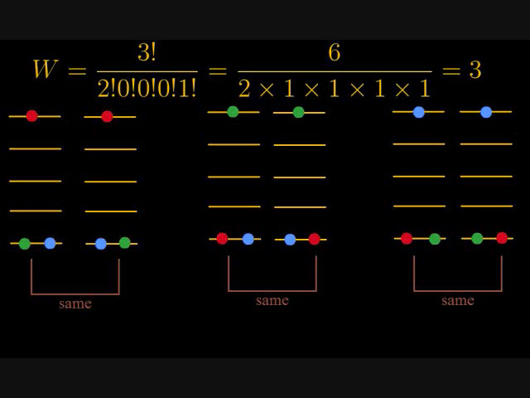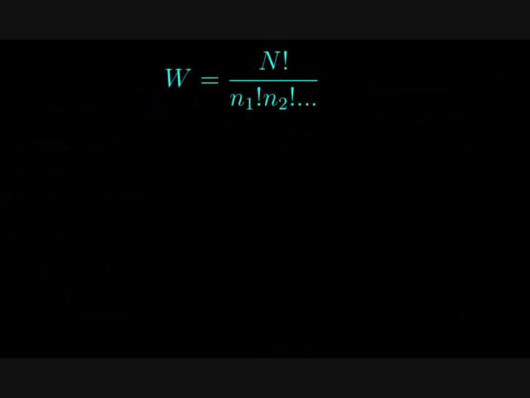In general, the weight of a configuration is n factorial over n sub 1 factorial times n sub 2 factorial times and so on, because there are n factorial ways to place the systems in the states. But we overcounted by a factor of n sub 1 factorial, n sub 2 factorial, and so on, because microstates that differ by permutations of systems in the same state are the same microstate, and there are n sub i factorial permutations of n sub i objects.